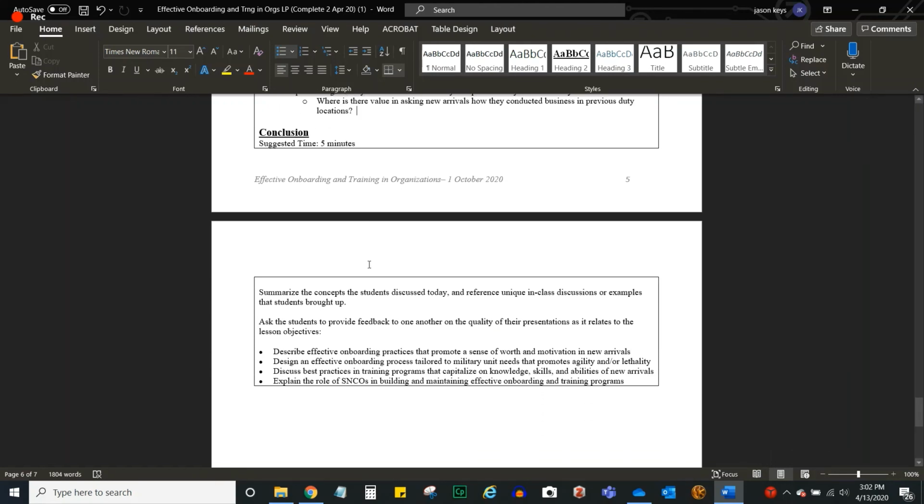Finally, conclusion, very easy. Just summarize the concepts discussed for the day. And of course, have students provide feedback to one another on the quality of their presentations as it relates to the learning objectives.